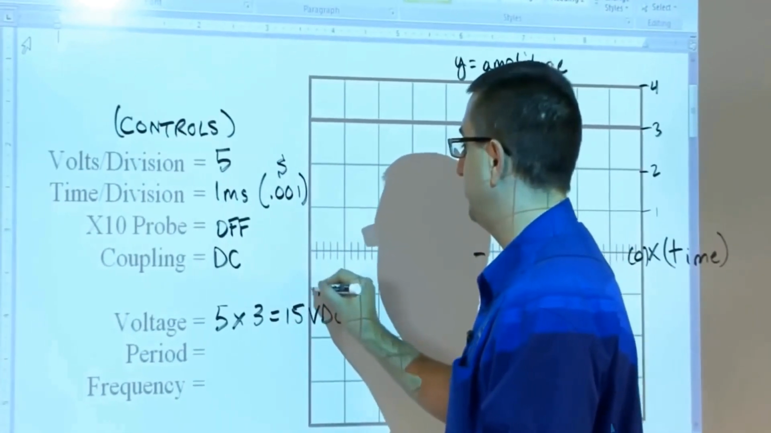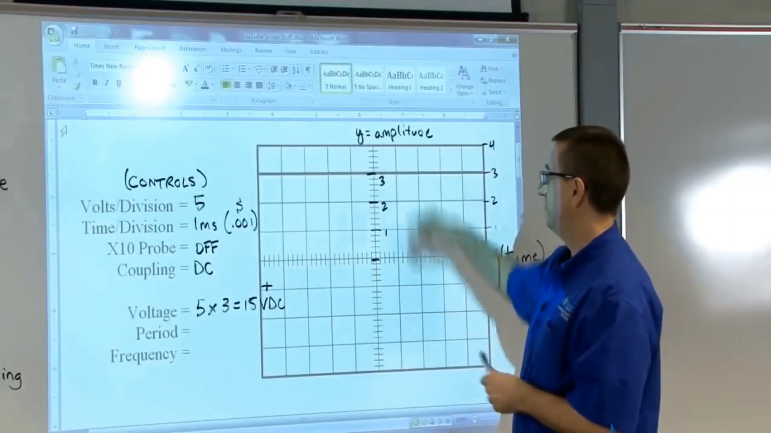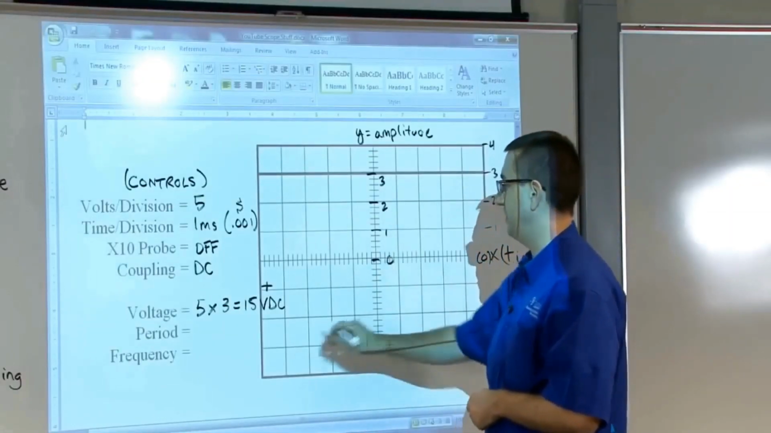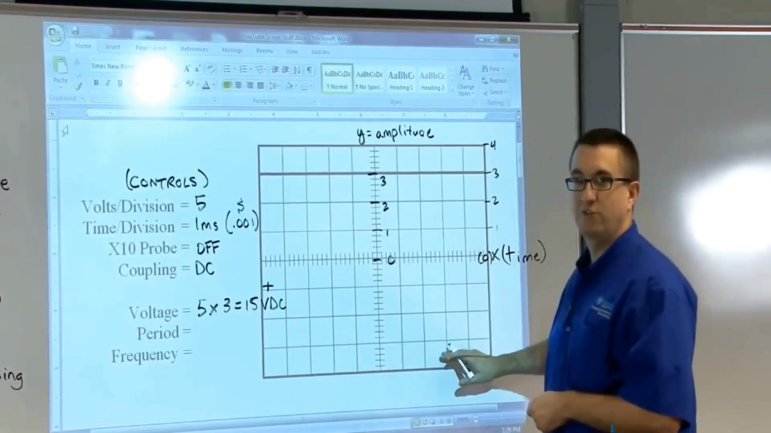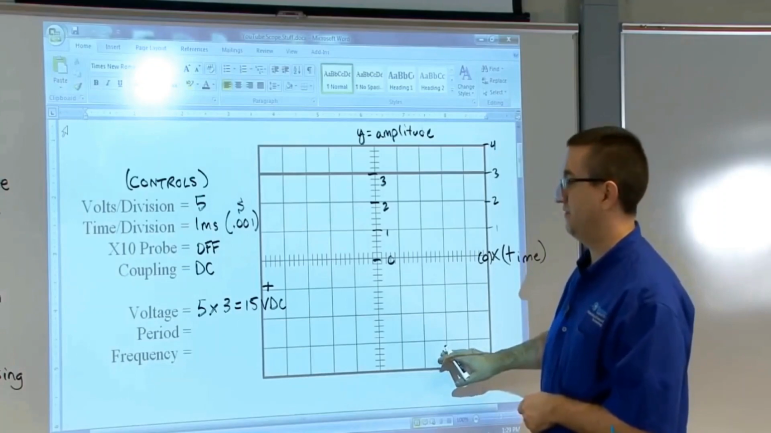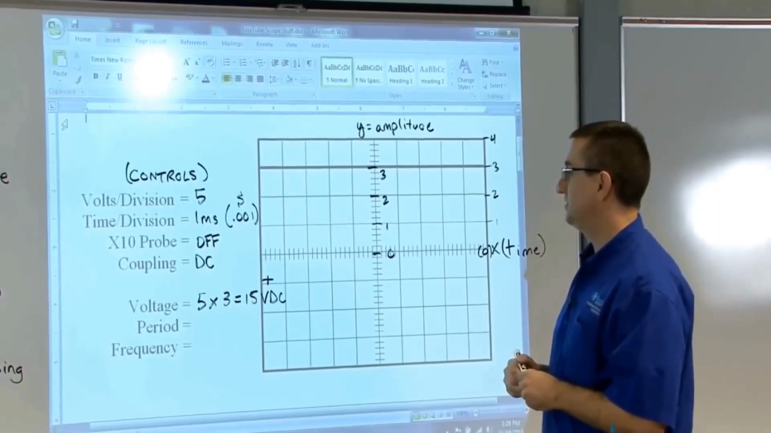We also know that that voltage is positive because the voltage in this case is above the 0 mark, this being the 0 mark. If that voltage was at 3 divisions below the 0 mark, we would know it would be a negative 15 volts DC. So in this case, it's a positive 15 volts DC.